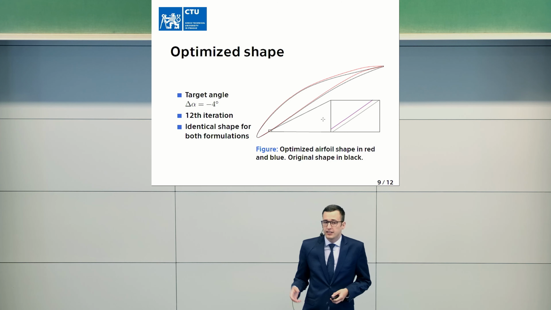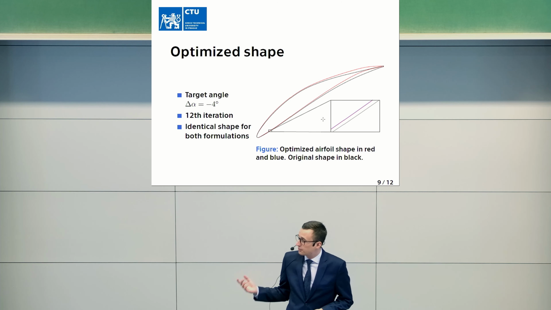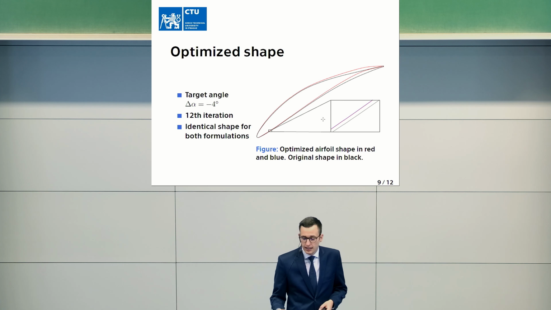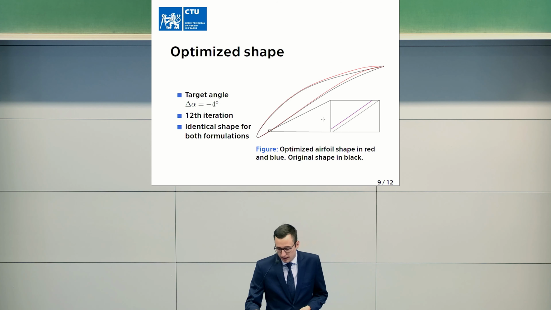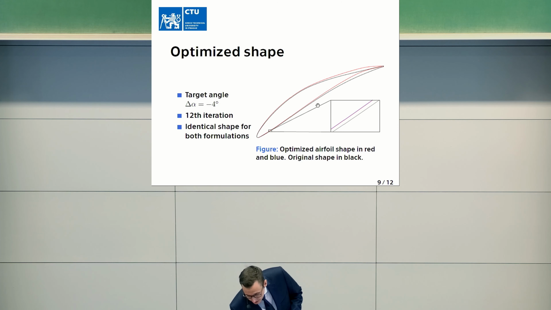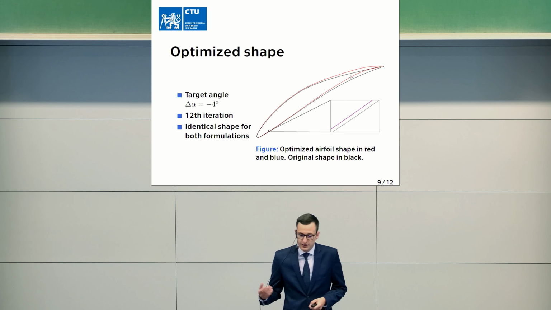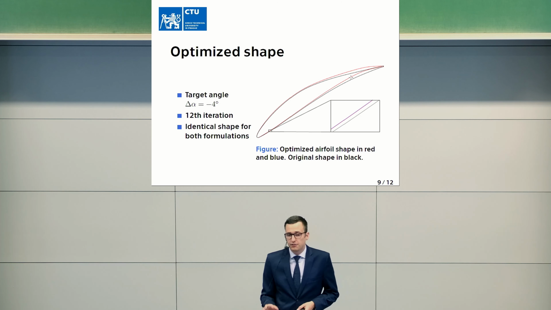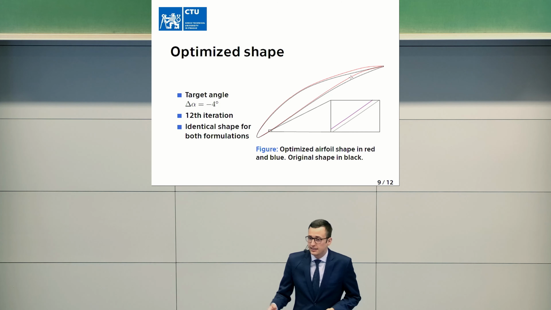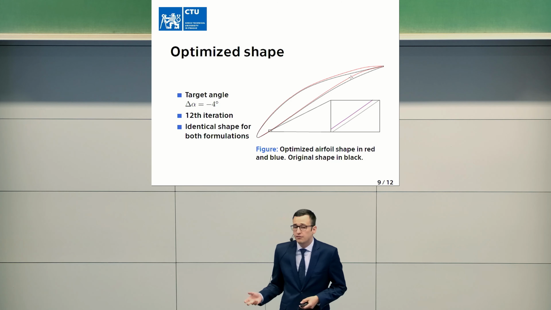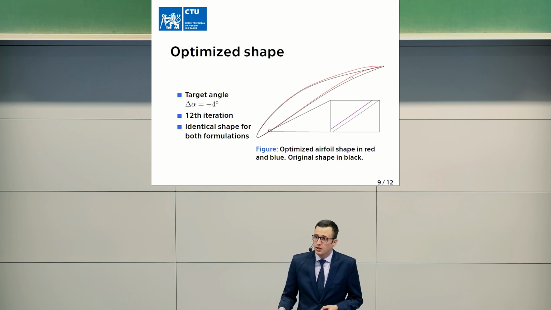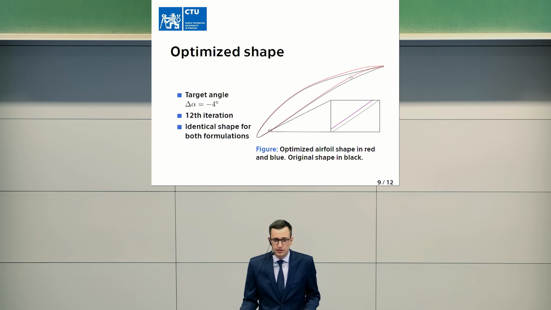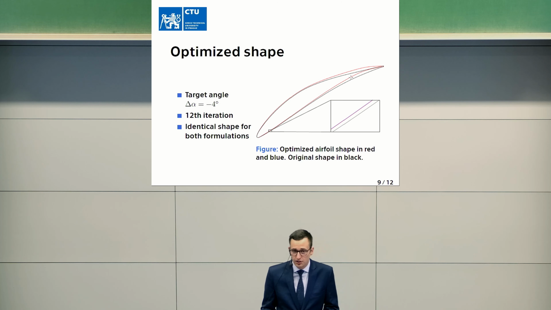Another very intriguing result is the optimized shape itself. Here it is for the target angle of -4 degrees and the 12th iteration for both indirect and direct formulation. In the picture on the right, the black line is the original shape, and the red and blue lines are the optimized shapes for direct and indirect formulation. What we can see from this, or maybe cannot see from this, is that we get identical shapes for both formulations, which basically tells us that with respect to quality of the results, it doesn't matter which of the cost functions or formulations we used.